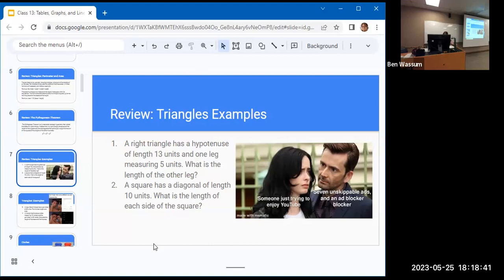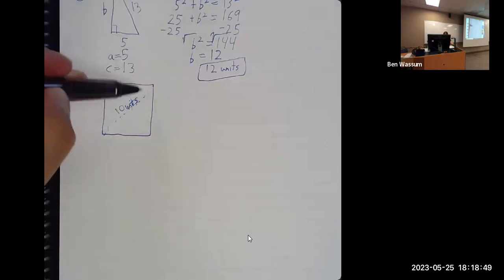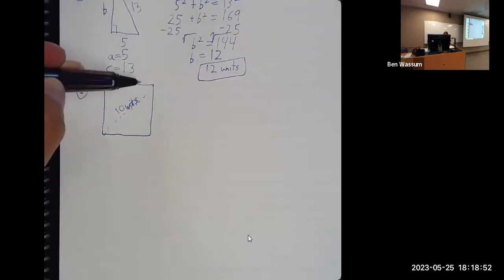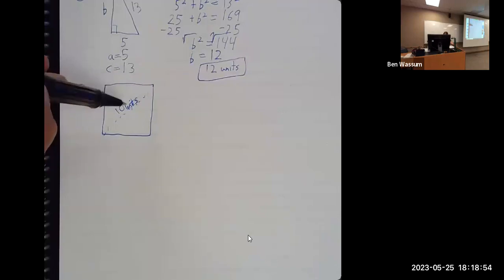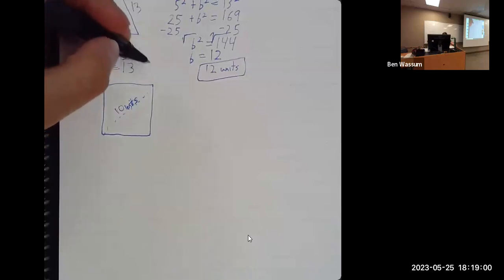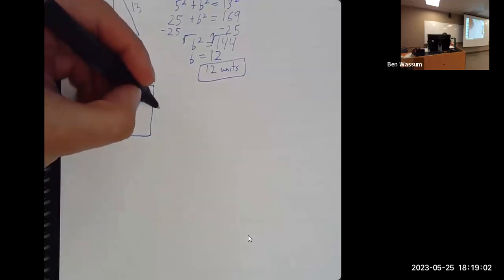Looking at number 2, it says a square has a diagonal of length 10 units. What is the length of each side of the square? So we have this figure here, where our diagonal is 10 units. That says units, I promise. And we need to figure out what the lengths of the sides are.